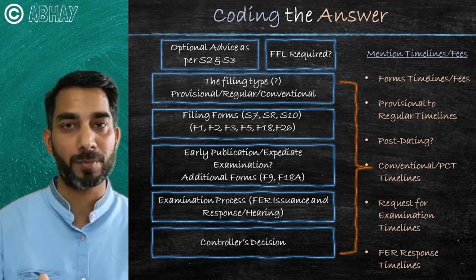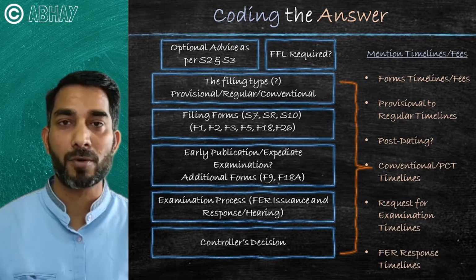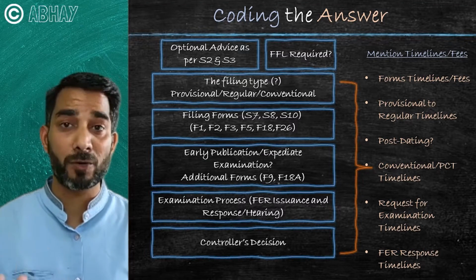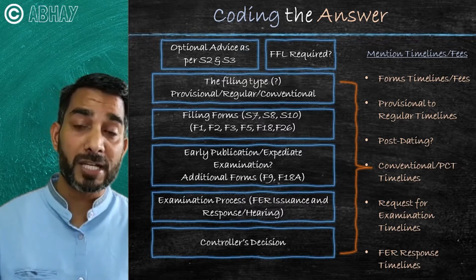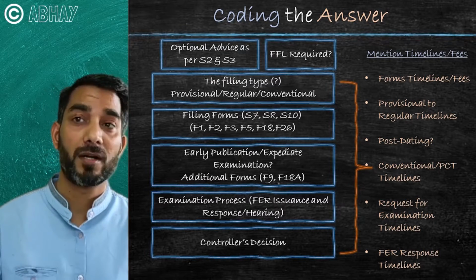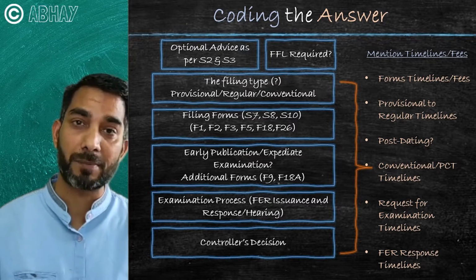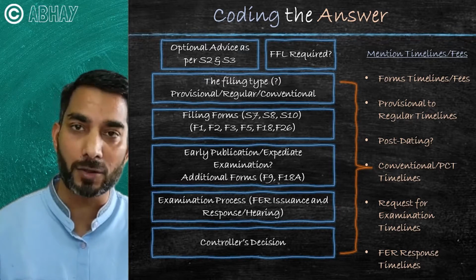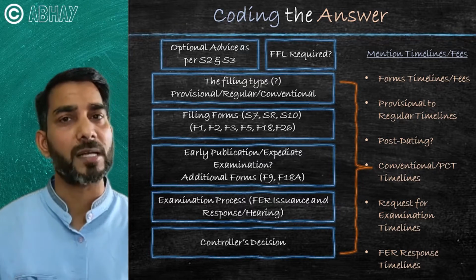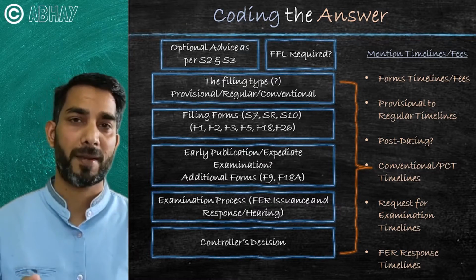Now, timelines could be: what is the timeline from provisional to regular? If there is a requirement of post dating, how much post dating can be done? If a conventional application needs to be filed, when and within what time period can that conventional application be filed? What about PCT applications? What are the timelines for filing requests for examination? Similarly, what are the timelines for responding to the FER actions?